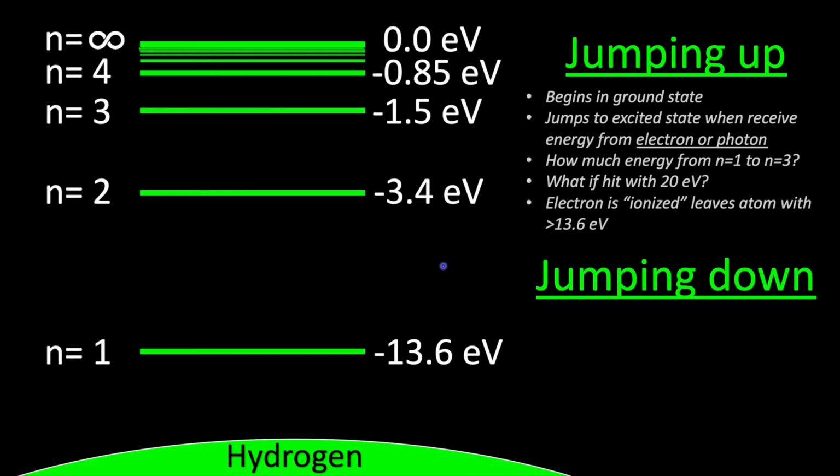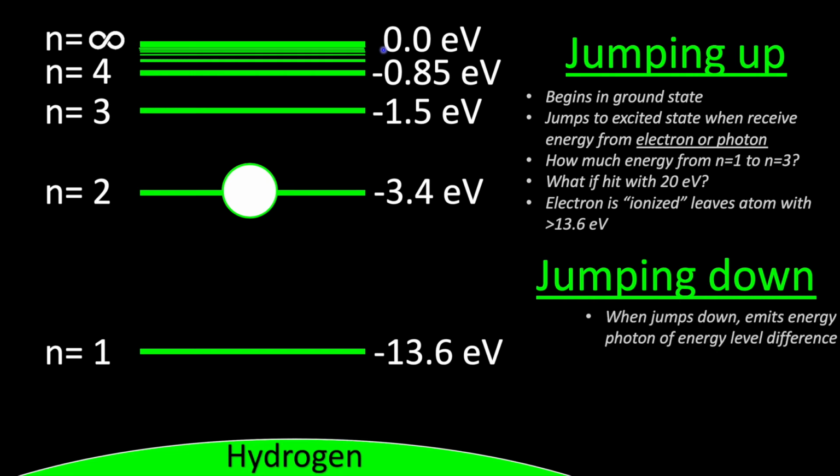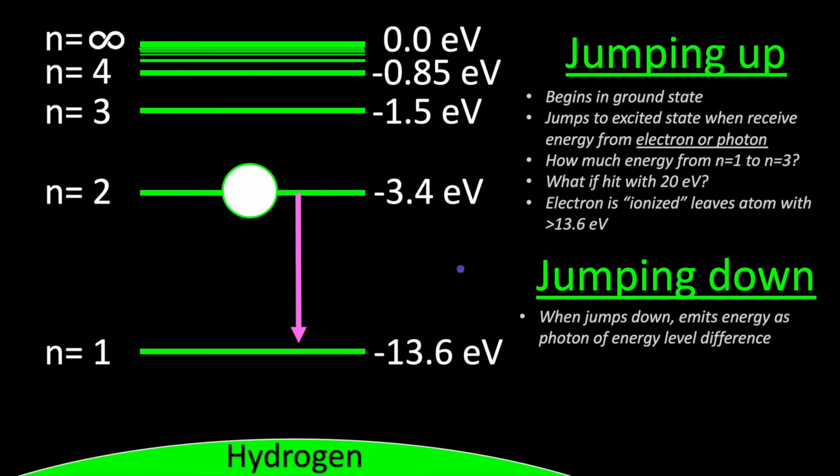What's nice is we also used the work function as a negative value, that you had to overcome this negative 13.6 electron volts to liberate the electron or knock it off the nucleus. Next, we'll look at when it jumps back down. When the electron jumps back down, it emits energy as a photon in the energy level difference. So if it jumps from n=2 to n=1, it would give off the difference between 3.4 and 13.6 electron volts. So it would give off 10.2 electron volts in a photon.